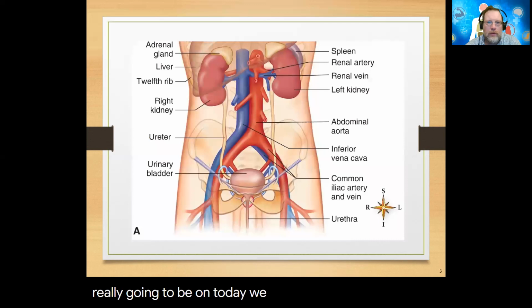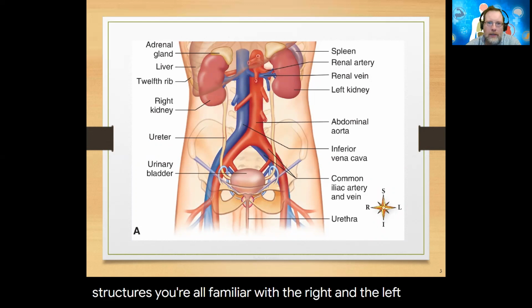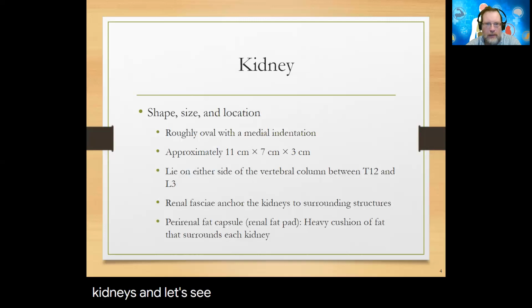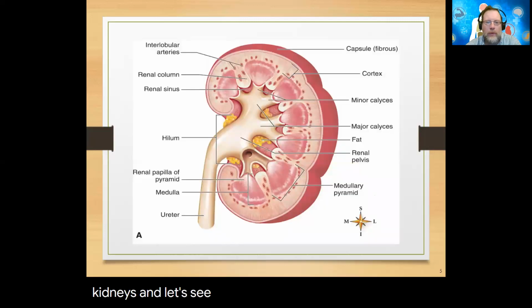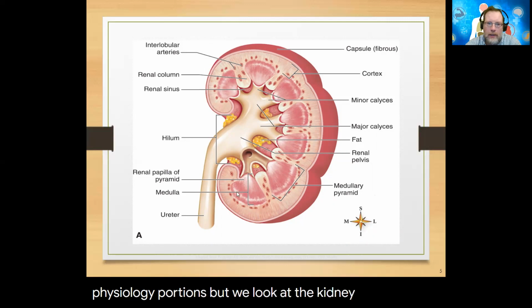We include certainly the ureters, the urinary bladder, and the urethra as part of the functional aspects of elimination of urine, and certainly those are structures you're all familiar with. The right and left kidneys, let's get on with it here so we can get to the physiology portions. But we look at the kidney from a frontal section, or a coronal section.